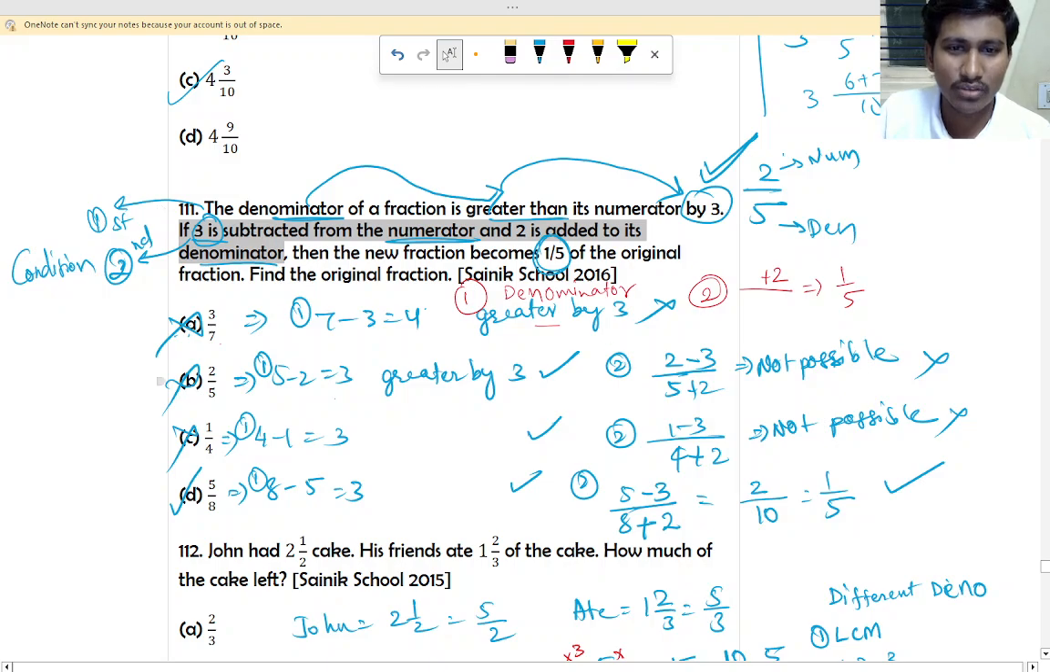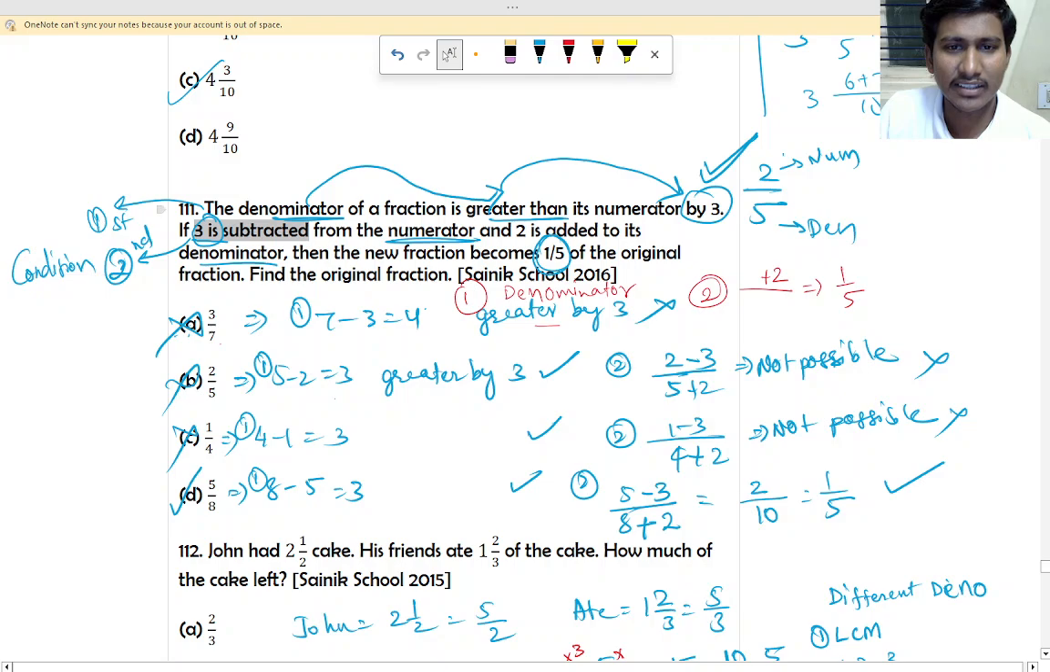So the first condition is applied here, greater by 3. Now the fraction is 2 by 5, right? So take 2 by 5 here. We have to subtract 3 from the numerator. Can you subtract 3 from the numerator? That will mean minus, so that is not possible. Leave it. Go with the fourth option, 1 by 4. Subtract and you will get 3, greater by 3. First condition.